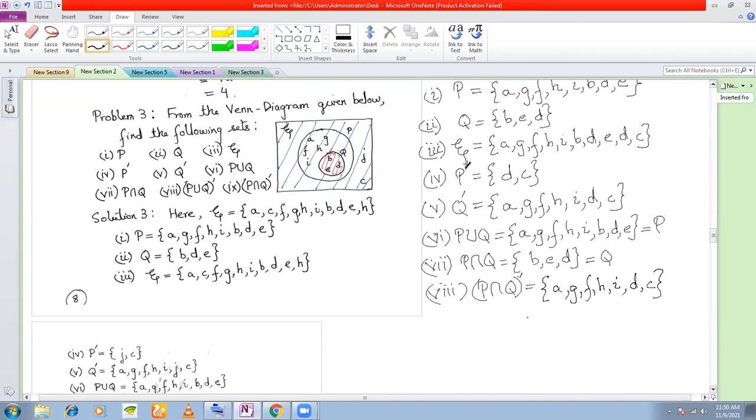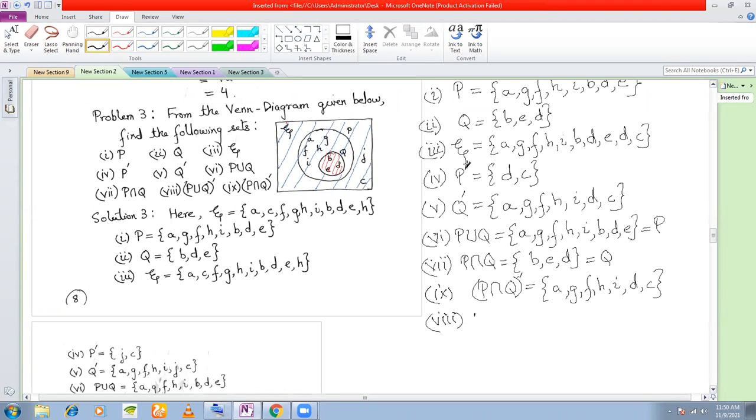Right? These are the elements that are there. P intersection Q. Okay, this is P union Q complement. This is one of the number 9 that I did. Okay, this is not number 8. This is number 9. Let's write this as number 9. Now we'll go to number 8.